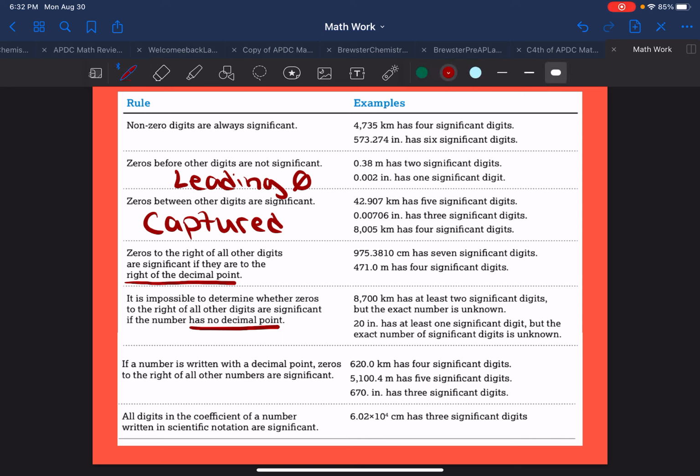If a number is written with a decimal point, zeros to the right of all other numbers are significant. So again, we're getting to the decimal point. If you put a decimal point down, then everything to the right of that decimal is significant. And all digits in the coefficient of a number written in scientific notation are significant. So let's look at this.